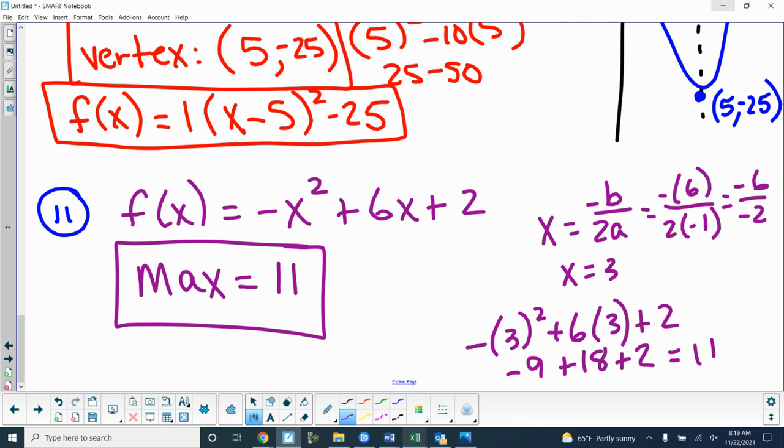Yeah. Right here. I only have one question. I missed how you got that four for the blank. Half of 2. The b value divided by 2 and then square it.